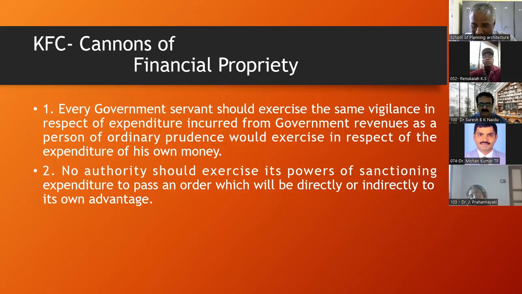No authority should exercise its power of sanctioning expenditure to pass an order which will directly or indirectly benefit it. Suppose you are spending money, there cannot be a conflict of interest. It should not benefit you or your friend or your relative. Therefore, in every expenditure, there should not be a conflict of interest. I cannot spend money which will benefit our relatives or friends or family members. We must be very careful regarding spending of the expenditure.